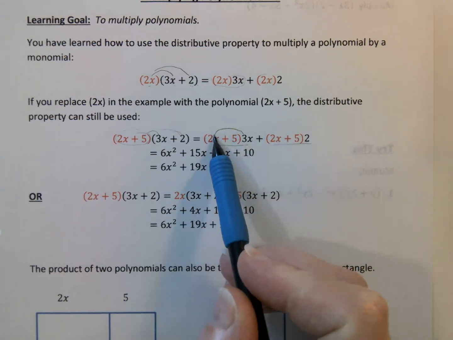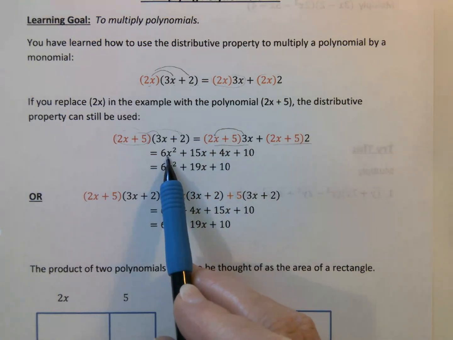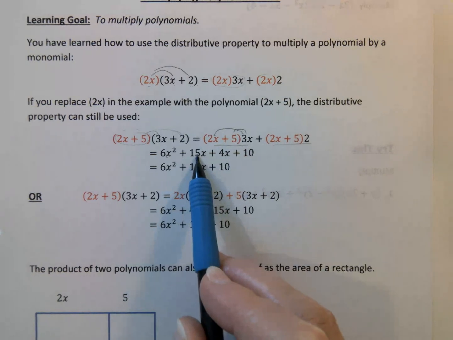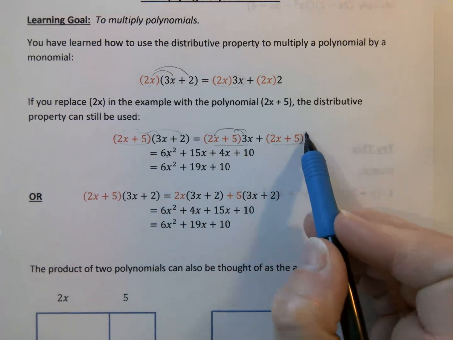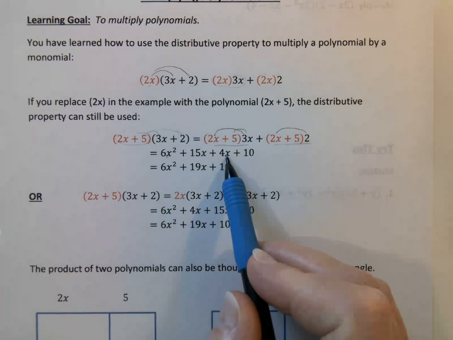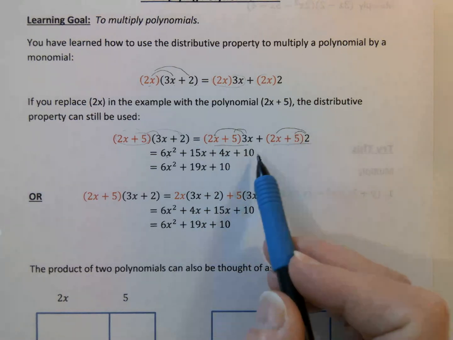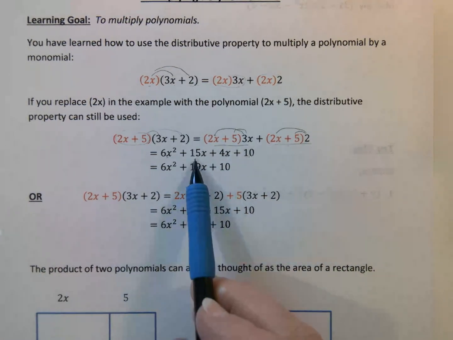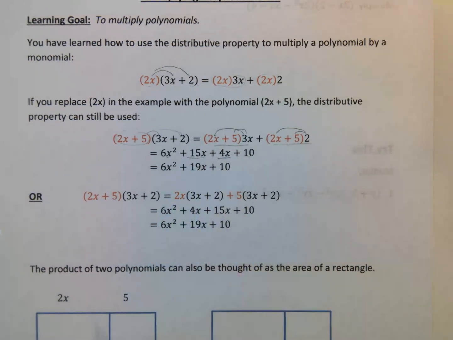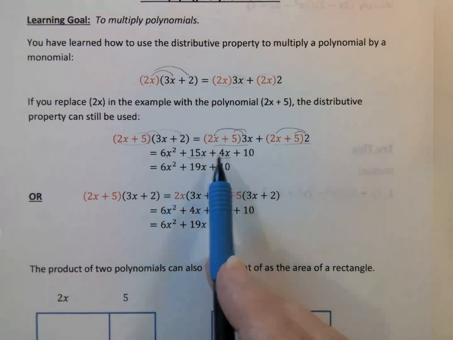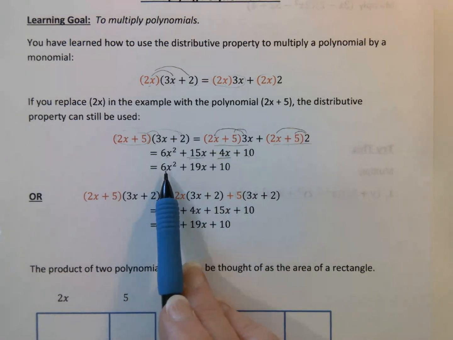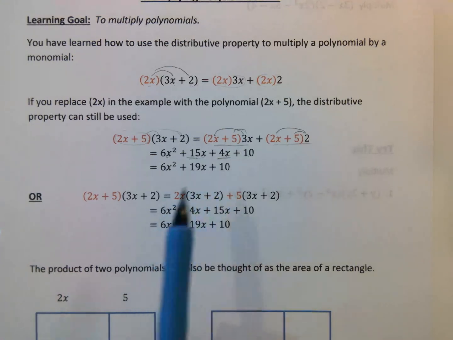So it would be 3x times 2x, which gives me 6x squared, and 3x times 5, which gives me 15x. For the second one, it would be 2 times 2x, which gives me 4x, and 2 times 5, which gives me 10. I then look to see if I have any like terms. These two middle terms both have an x, so they're like terms, so I would add those two together, so 15 and 4 gives me 19. And I end up with this trinomial, 6x squared plus 19x plus 10.